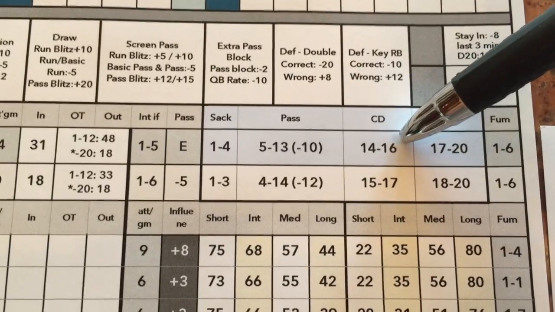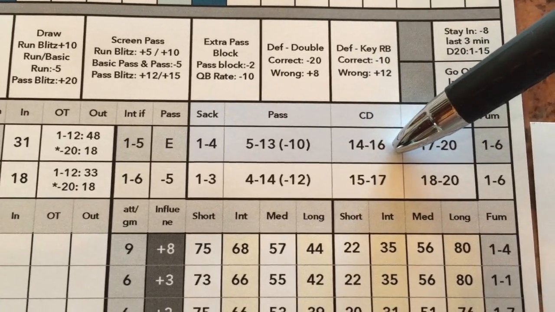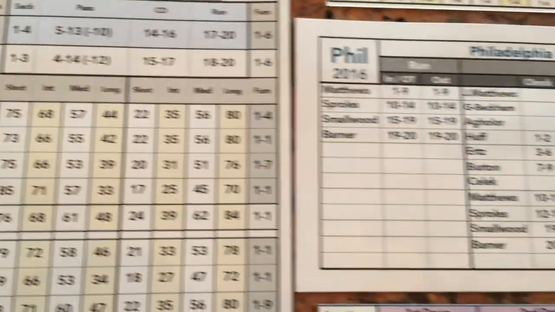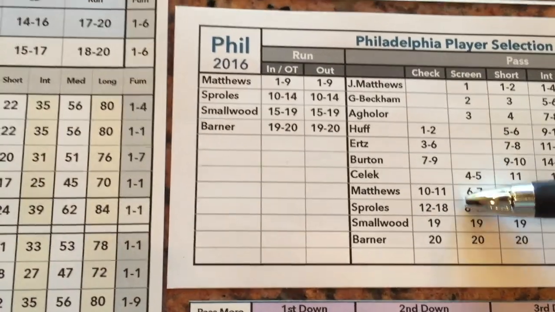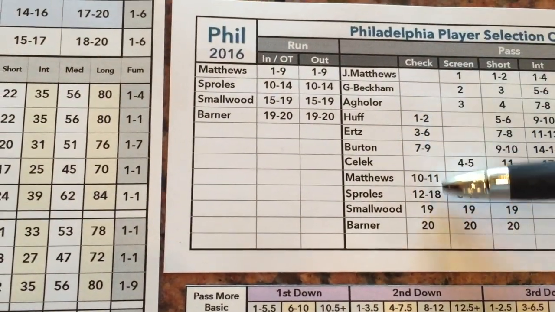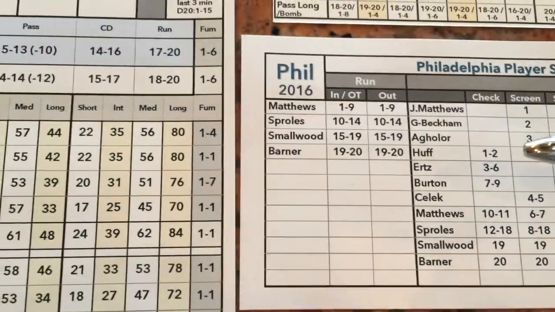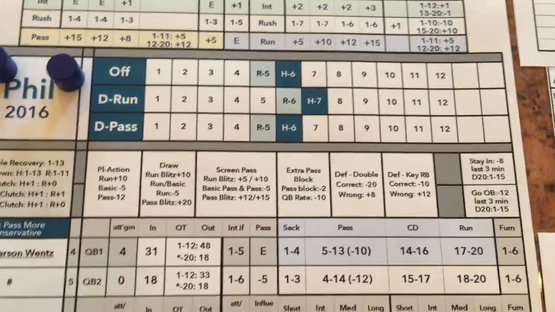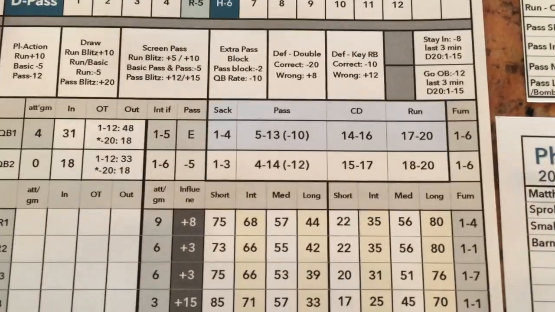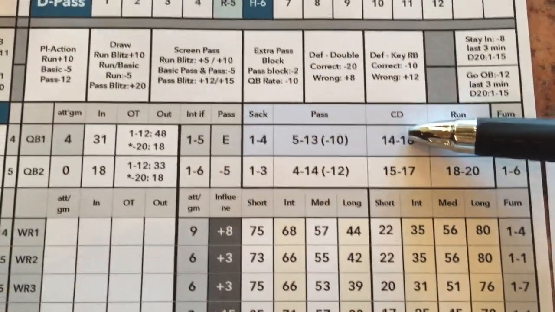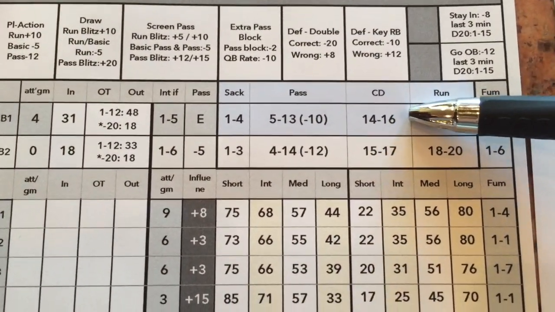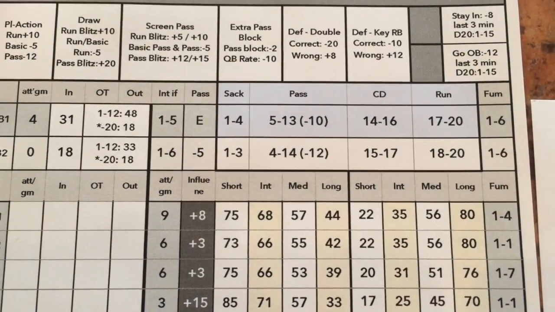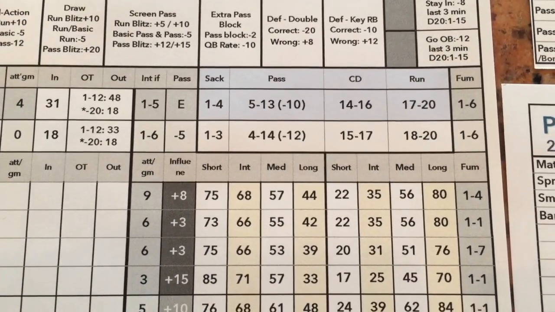CD is for a check down. So 14 to 16 means that he can check down, and what you do is you roll a d20, and you look down this column here to see who gets the pass. You keep that same quarterback rating number, and then resolve the pass. Or you can force it and take a minus 20. So you can continue with the same play, but you take 20 points off the quarterback rating number.